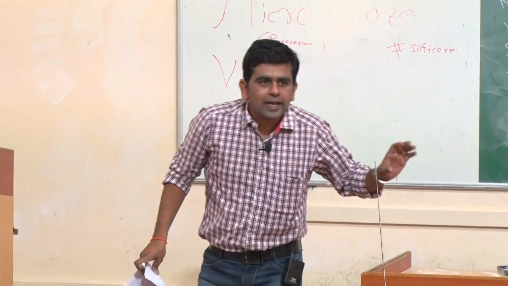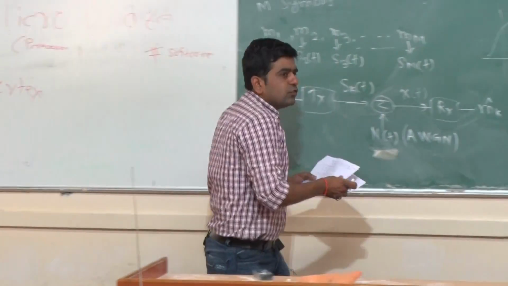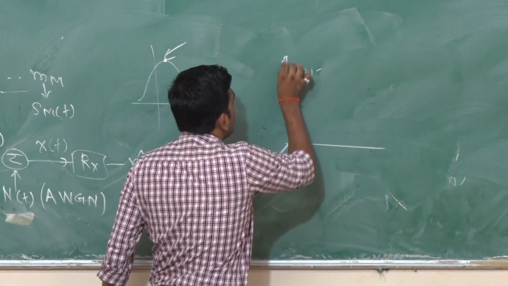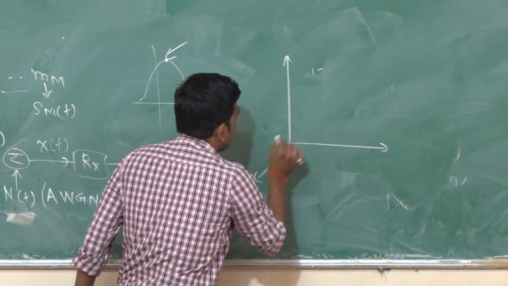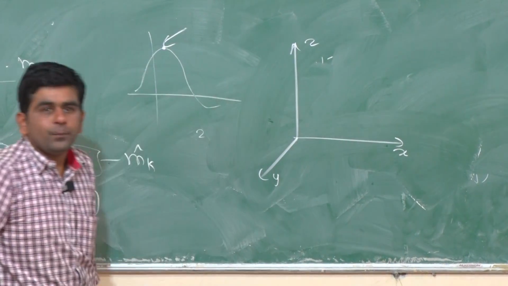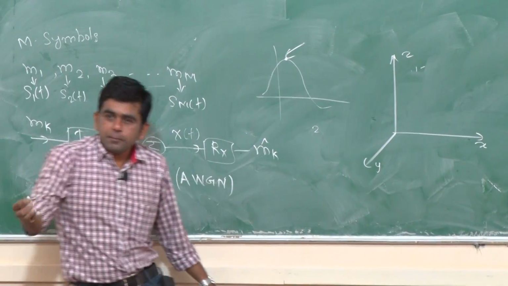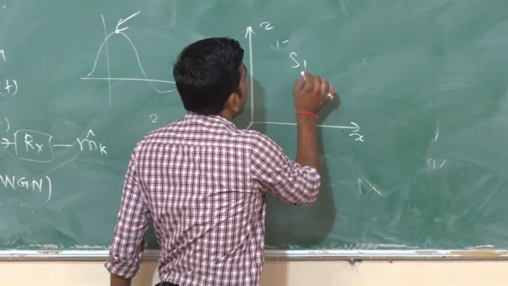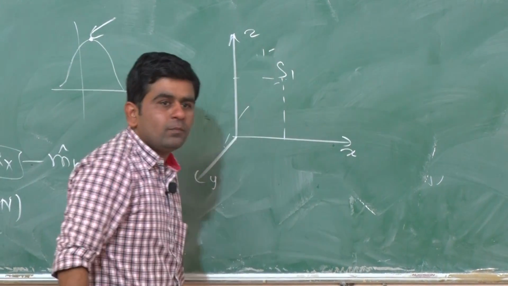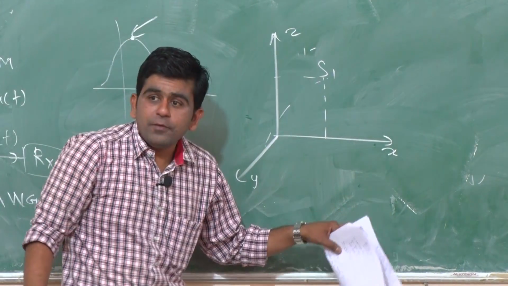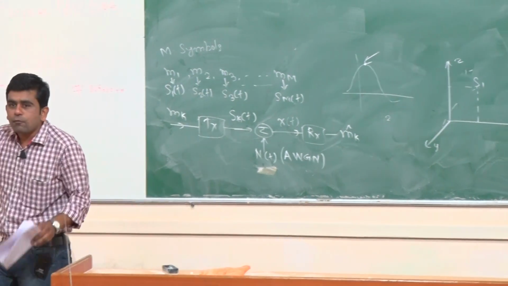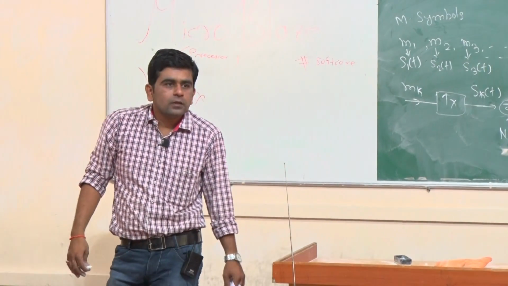See here this problem arises. Just assume that we are having the 3 coordinate system, X, Y, Z. We can represent these signals. Suppose S1, its projection on this 3 coordinate system. In this way we have to represent M signals. This is a finite quantity.